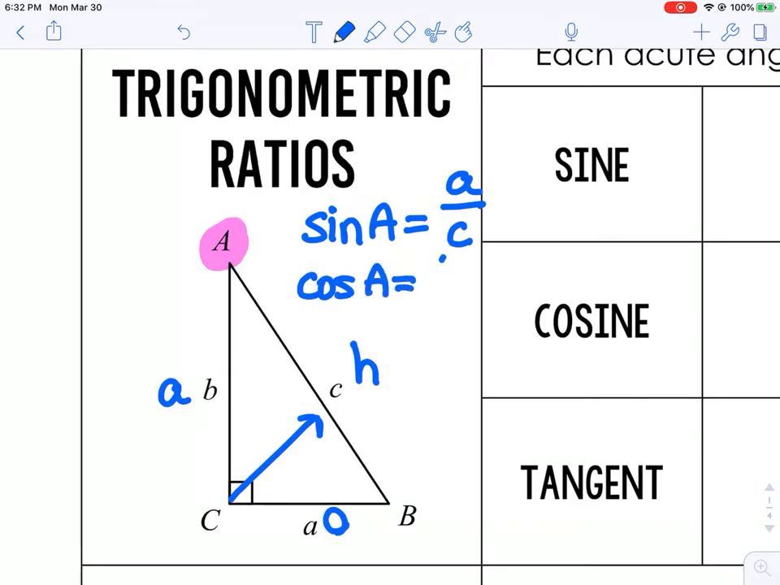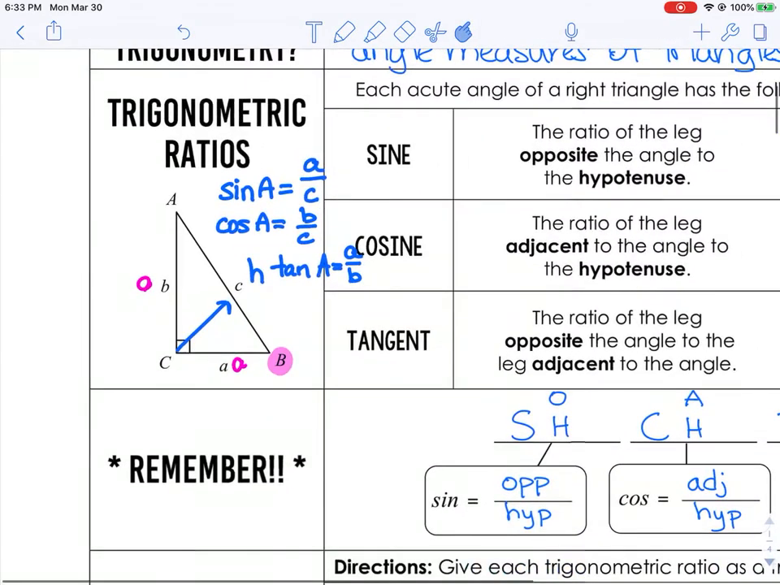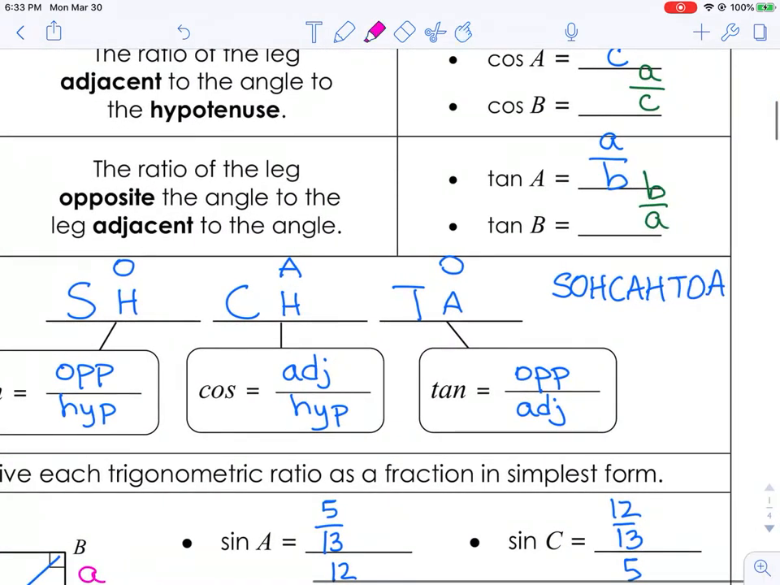Cosine is adjacent over hypotenuse, and the tangent is the opposite over adjacent. And it doesn't matter which angle you're looking at. If you decide to do B, then you need to highlight B and label in relationship to that angle. So sine is opposite over hypotenuse, cosine is adjacent over hypotenuse, and tangent is opposite over adjacent, or SOHCAHTOA.